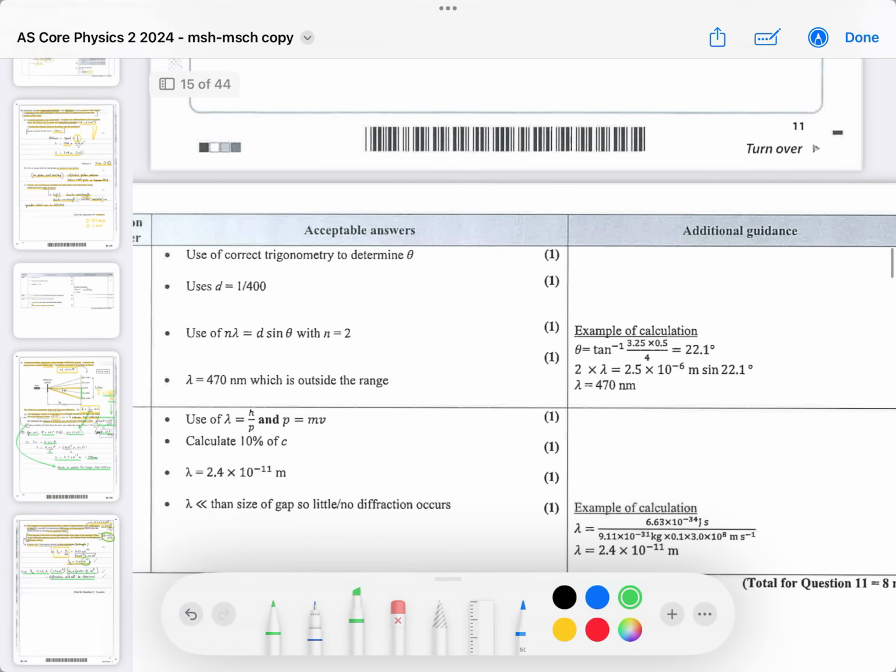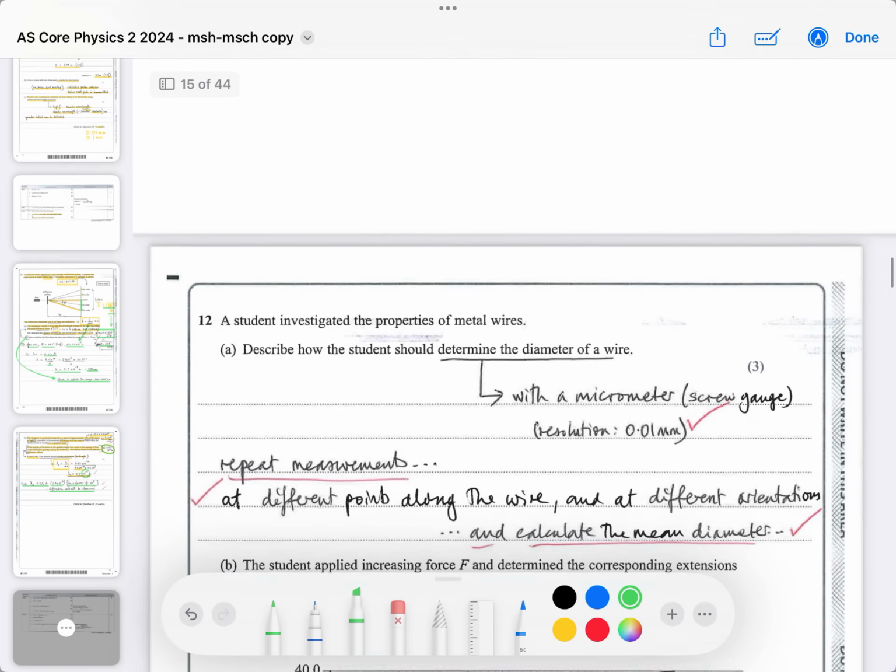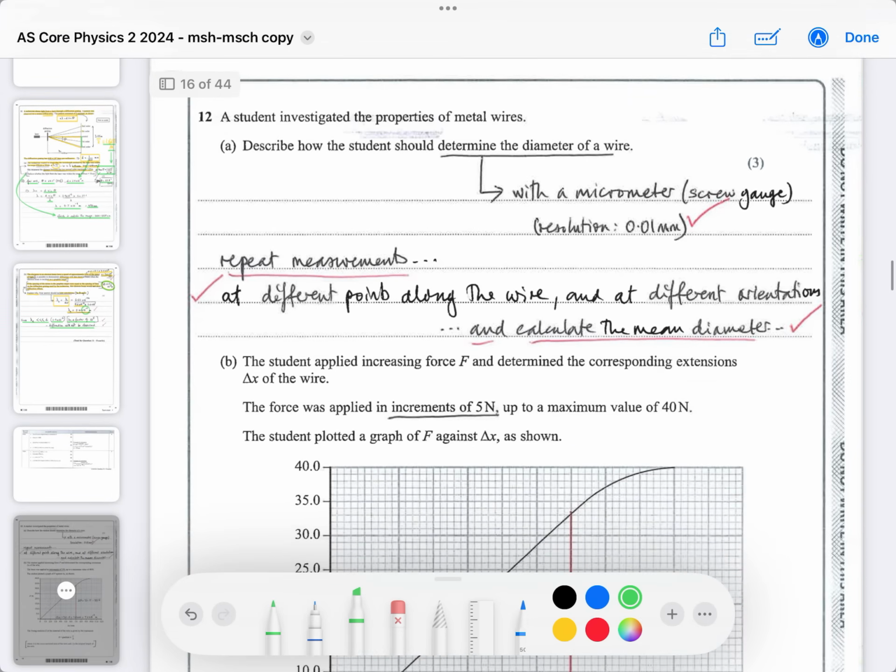That's question 11 done, and there is the answer. Let's do question 12. I'm on a roll.